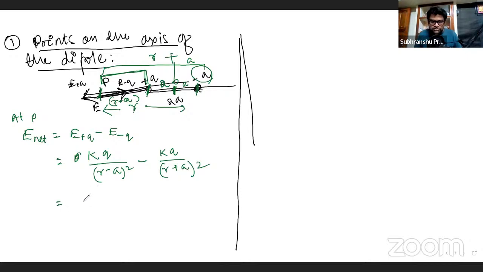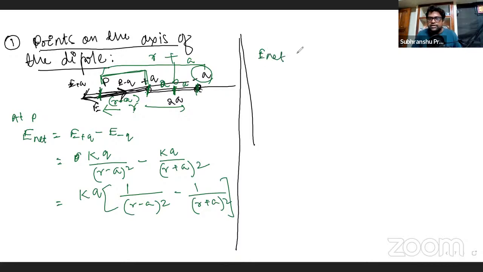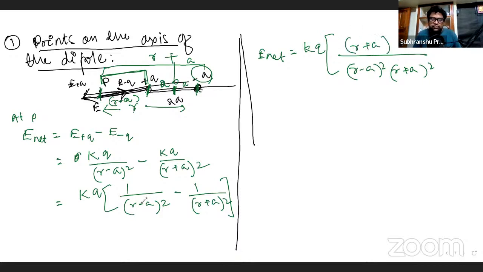Now we'll do the simple mathematics. KQ common, 1 by (R minus A) whole square minus 1 by (R plus A) whole square. Now we'll take the LCM. E net equals KQ, and the LCM will be (R minus A) whole square times (R plus A) whole square. This is just fractional addition: (R plus A) whole square minus (R minus A) whole square.